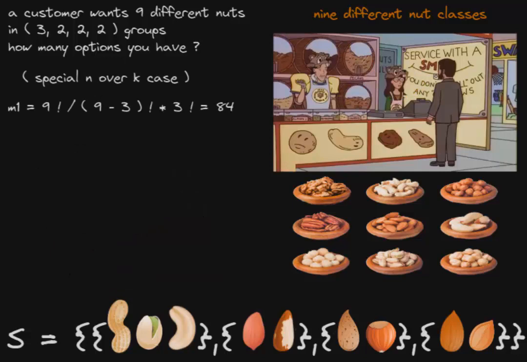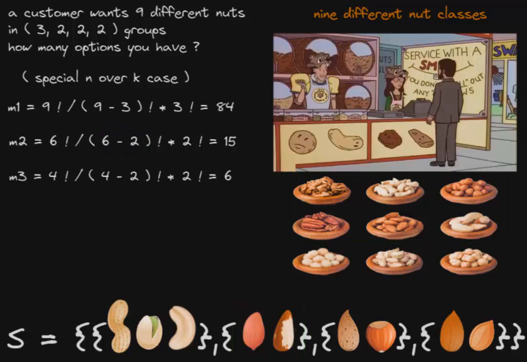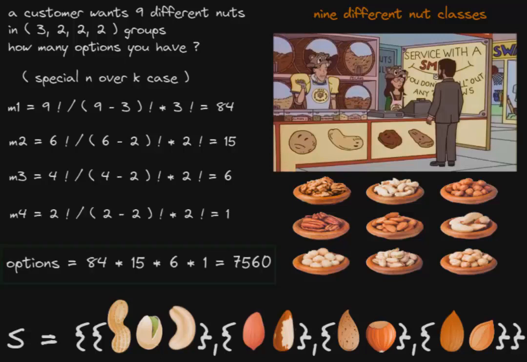This is an ordered partition and we use a special n over k case. First we have 9 combination 3, then 6 combination 2 is left. We repeat the process until all options have been used. There are 7,650 different options to give this order.